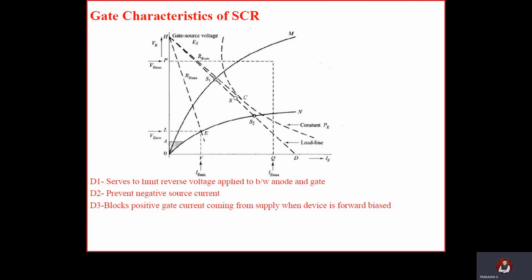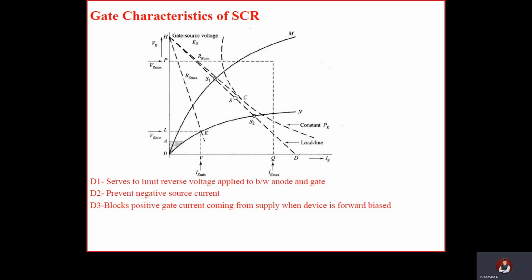So we need to have Ig minimum and Ig maximum with respect to Vg minimum and Vg maximum. Between that area, we are going to get S1 and S2. That is the conduction area of your gate. The gate is going to conduct.